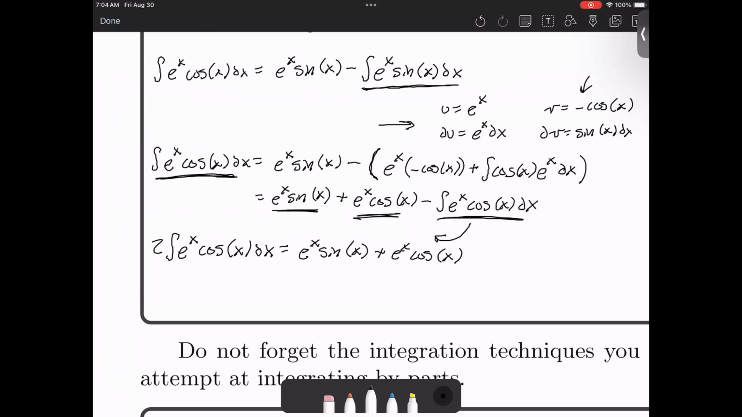And now all I have to do to solve for the integral that I wanted is to divide that 2 over. So the integral of e to the x cosine x will be 1/2 e to the x sine plus e to the x cosine.